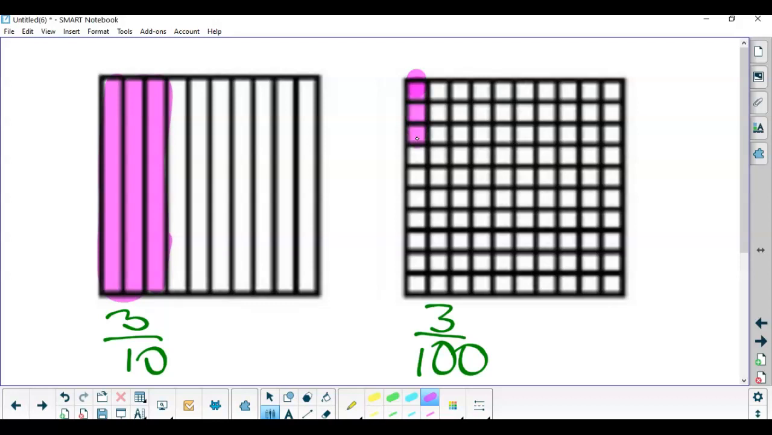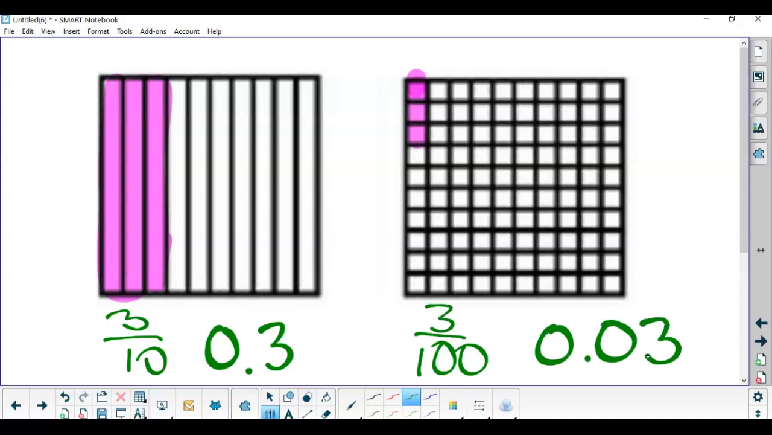Okay, so do we think 3 tenths is equal to 3 hundredths? How many people say, yes, they're equal? I still think so. How many people say, no way, they're not equal? Well, you are correct. They are not equal. They are not equivalent. 3 tenths is actually greater than 3 hundredths, which you can tell by looking at the model.